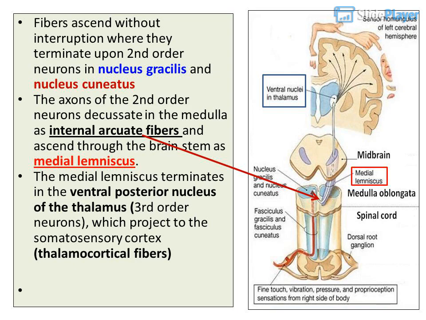Fibers ascend without interruption where they terminate upon second-order neurons in nucleus gracilis and nucleus cuneatus. The axons of the second-order neurons decussate in the medulla as internal arcuate fibers and ascend through the brainstem as the medial lemniscus. The medial lemniscus terminates in the ventral posterior nucleus of the thalamus. Third-order neurons project to the somatosensory cortex, thalamocortical fibers.